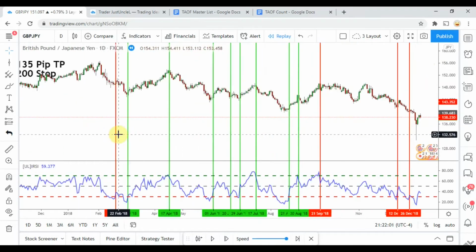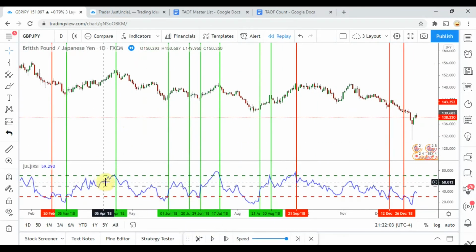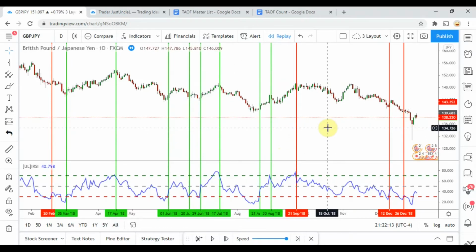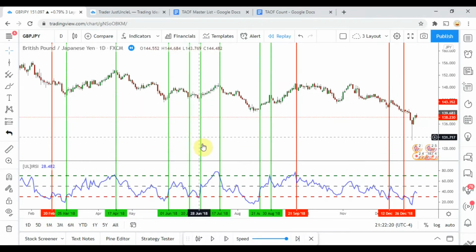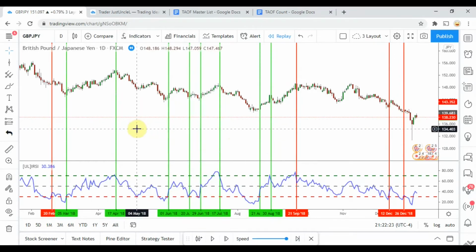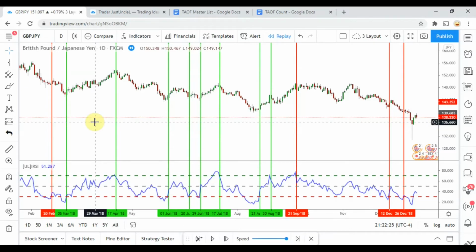So let's add these up and see. All right, so we have 1, 2, 3, 4, 5, 6, 7, 8, 9, 10, 11, and 12. So we have 12 signals altogether, and we have 1, 2, 3, 4, 5, 6, 7, and 8. 8 winning trades. So that does meet the 60% criteria. It wasn't amazing results, but definitely was not horrible results either.